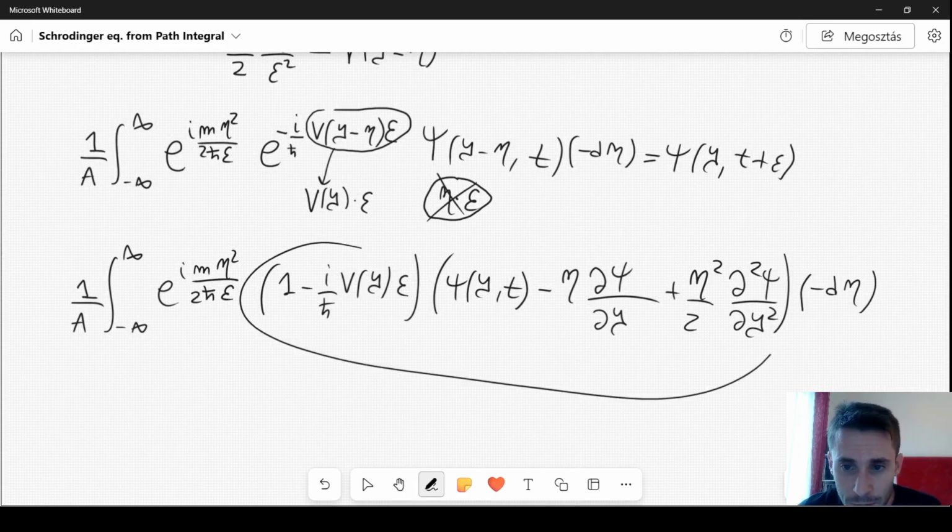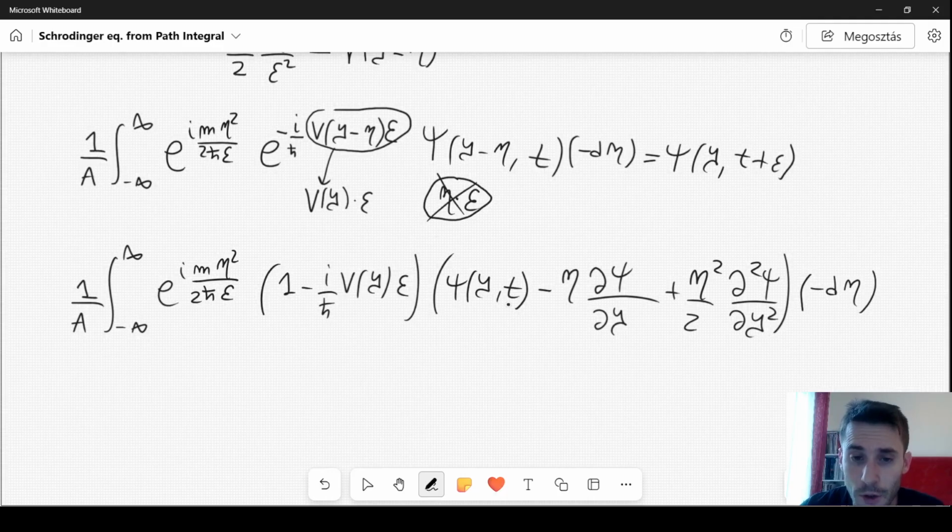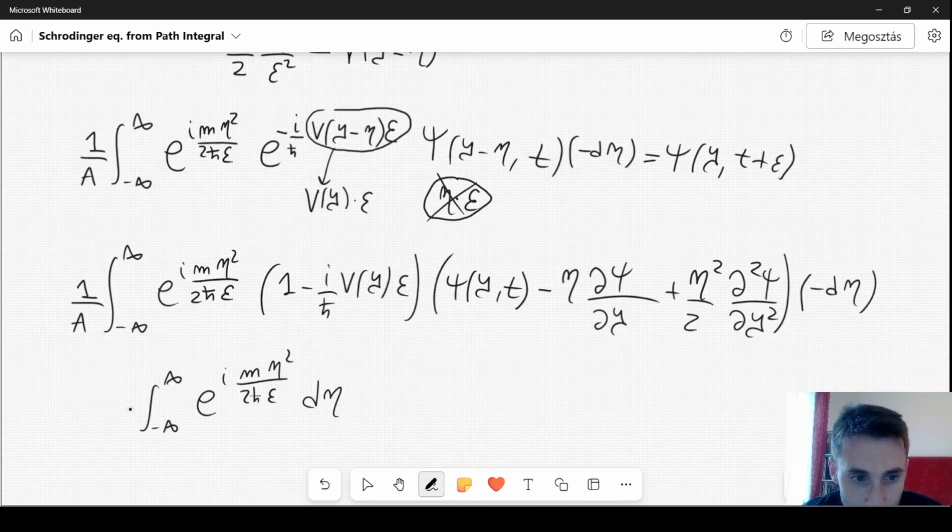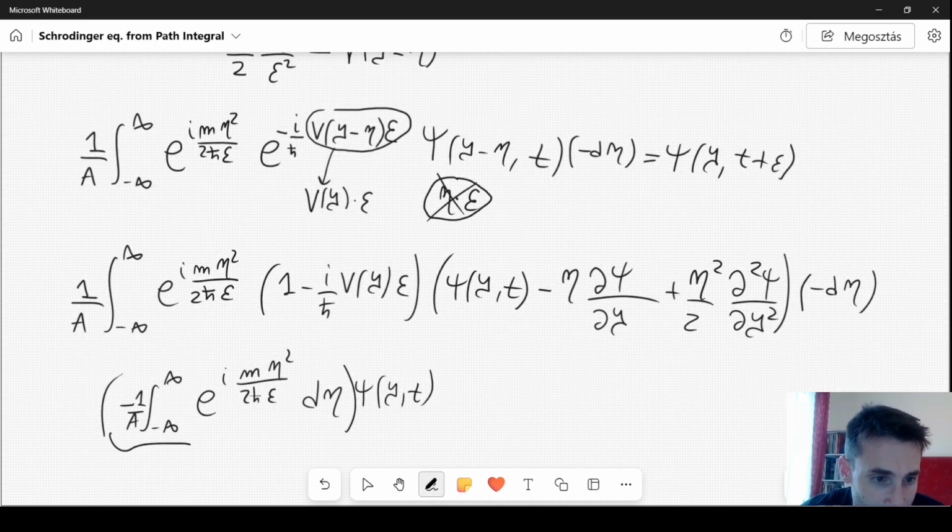Let me tell you that when we multiply these terms together, we will keep only first order terms in epsilon. So here, when we consider this expression, remember that we have to take an integral over eta. So we have this exponential which contains eta squared multiplied by this, which is not a function of eta. So we have an integral of the kind integral from minus infinity to plus infinity e to the i m eta squared divided by 2 h bar epsilon d eta, with a minus and also a factor of 1 over a if you want. The first term is this multiplied by psi of yt. This will be the first term of the expression when you multiply 1 by psi, and of course you also have to multiply by this and so on. So this is the first term. We will see that we will have to impose the fact that this quantity here is equal to 1.